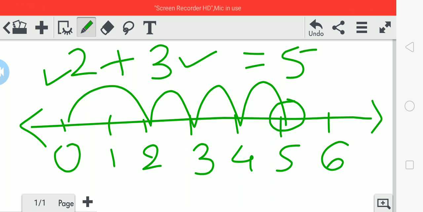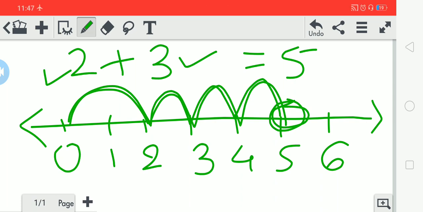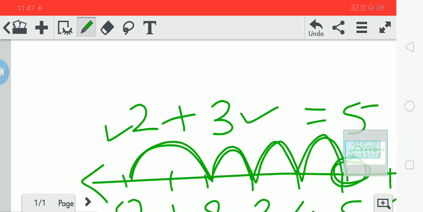Right? Your first number is 2, so you take a jump from 0 to 2 directly. Then plus 3 is there. Plus means we are moving to the right side, 3 moves. 1, 2, 3. So you will reach 5. So the answer of this question is 5.